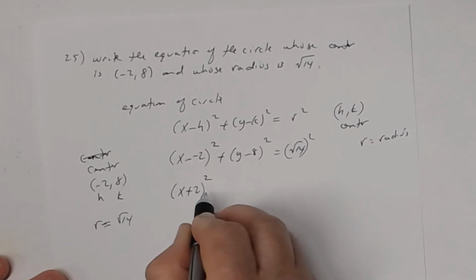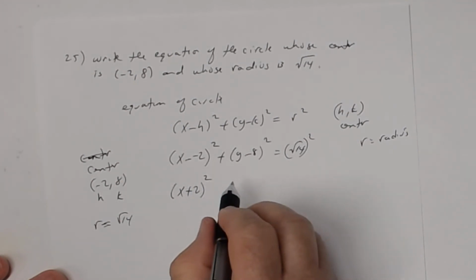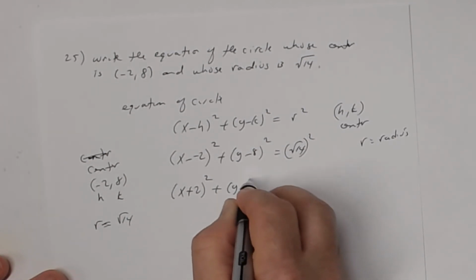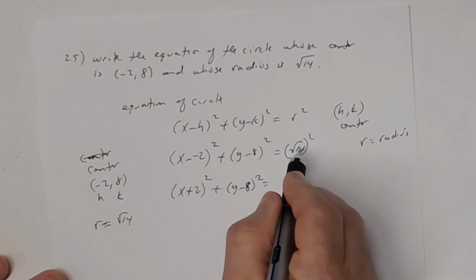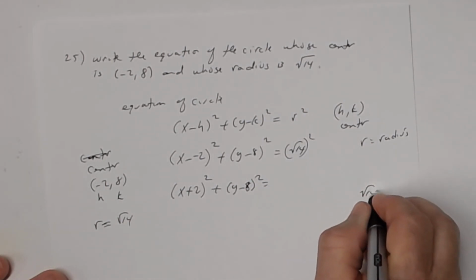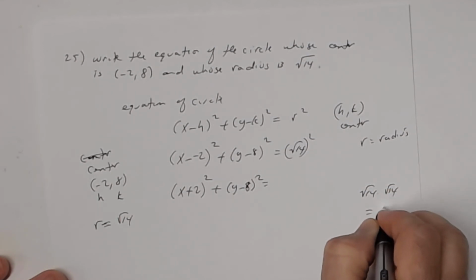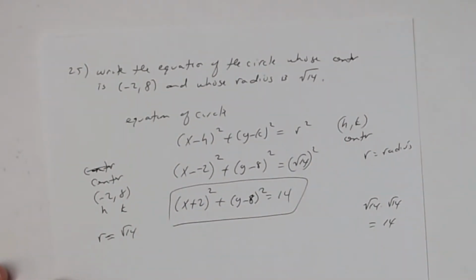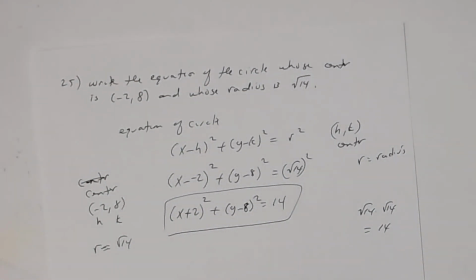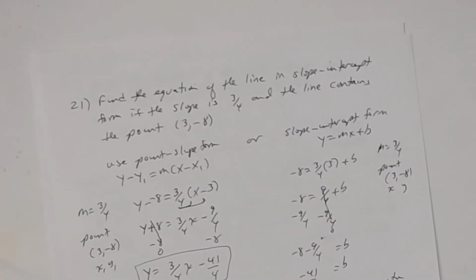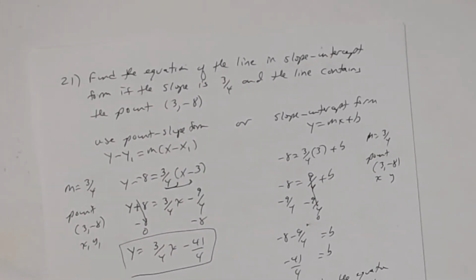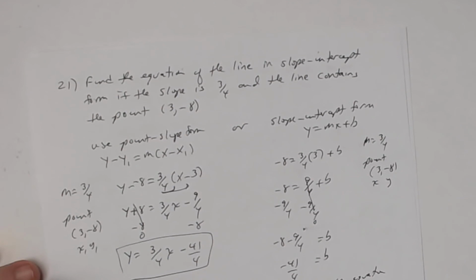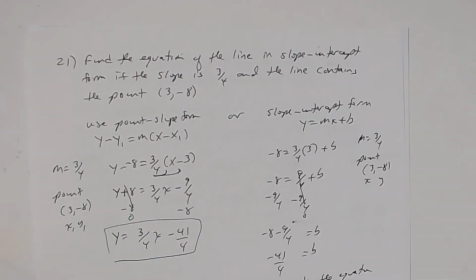Leave it as being squared. Don't multiply it out. Plus, this becomes y minus 8 squared equals, and I do expect you to simplify this. The square root of 14 squared means the square root of 14 times the square root of 14, which is just 14. That's the answer I want. So that is problems 21 through 25, the ones dealing with equations of lines, and also one with the equation of a circle. All right, so those are the answers to those problems.